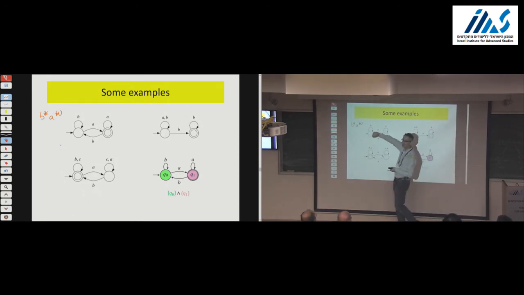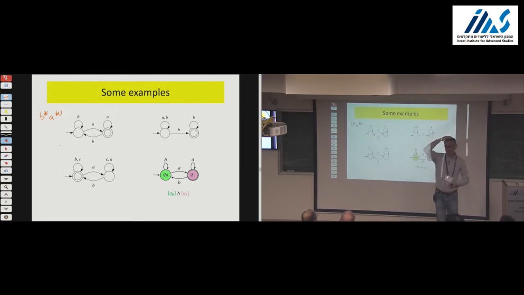Exactly. It's the language of all words with infinitely many A's. Can anybody give an argument why that's the case? The problem is always that you have to show every word with infinitely many A's is accepted, and every word which is accepted contains infinitely many A's. Every time you see an A, you reach the accepting state. Exactly. Every time you see an A, you go here. So if there are infinitely many A's in the word, you will visit this state infinitely often. For the other direction, the only way to get to an accepting state is with an A. So if you visit the state infinitely often, you must have seen infinitely many A's.